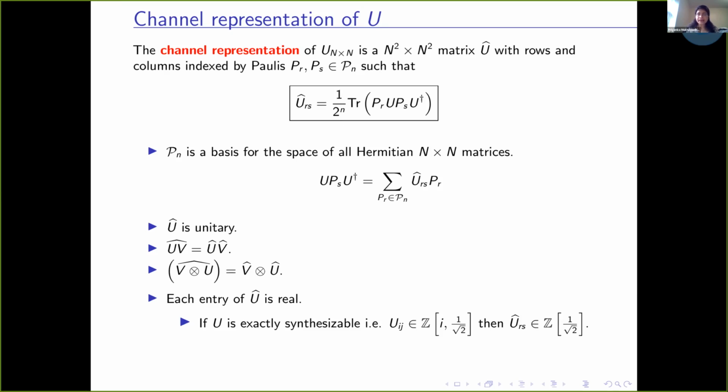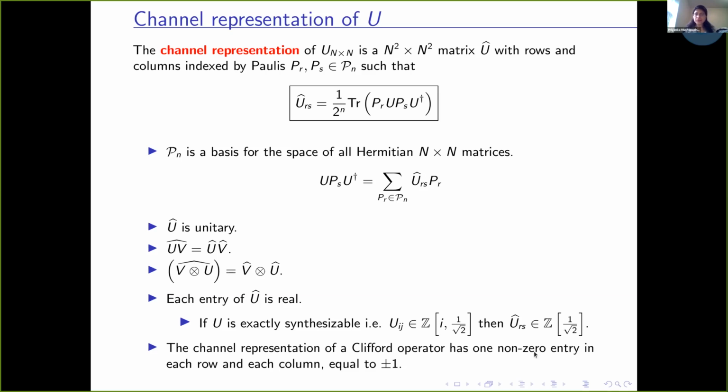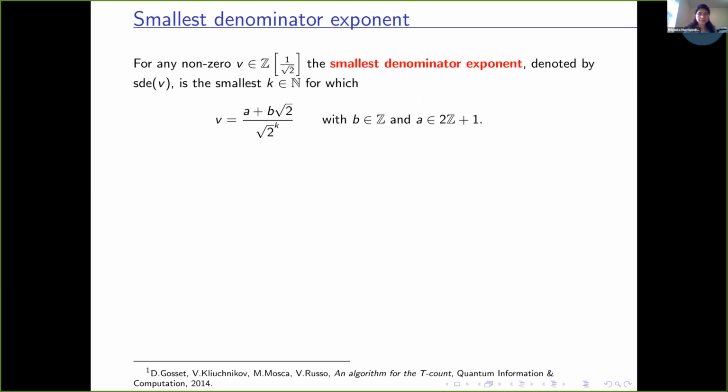So if U is exactly synthesizable, we can say that each entry of the channel representation belongs to this ring Z[1/root 2]. The channel representation of a Clifford operator is very easy to point out. It has exactly one non-zero entry in each row and column, which is equal to plus minus 1.